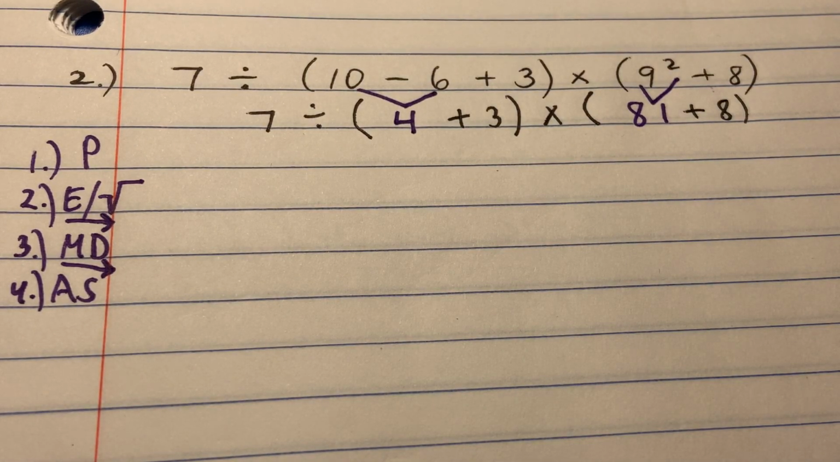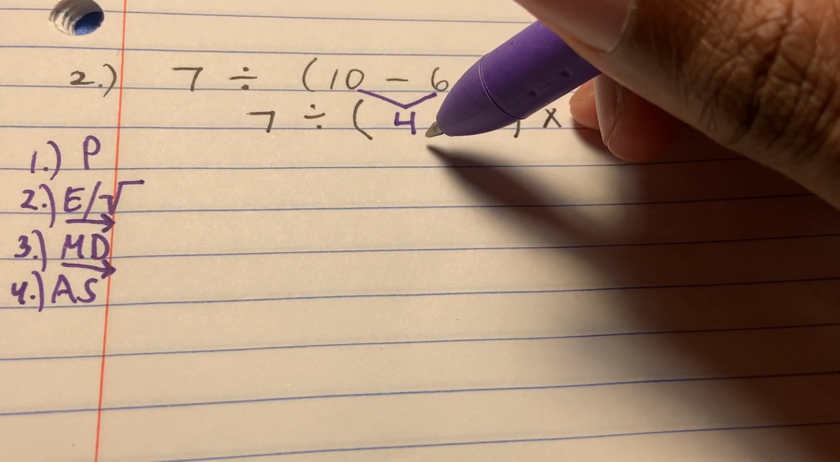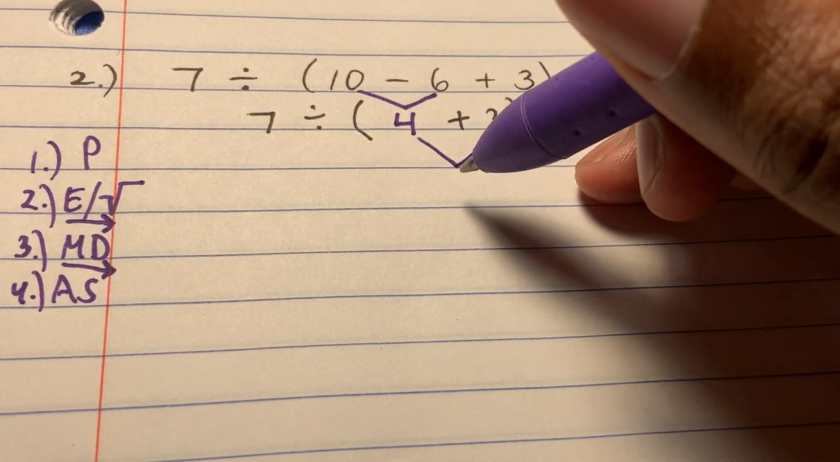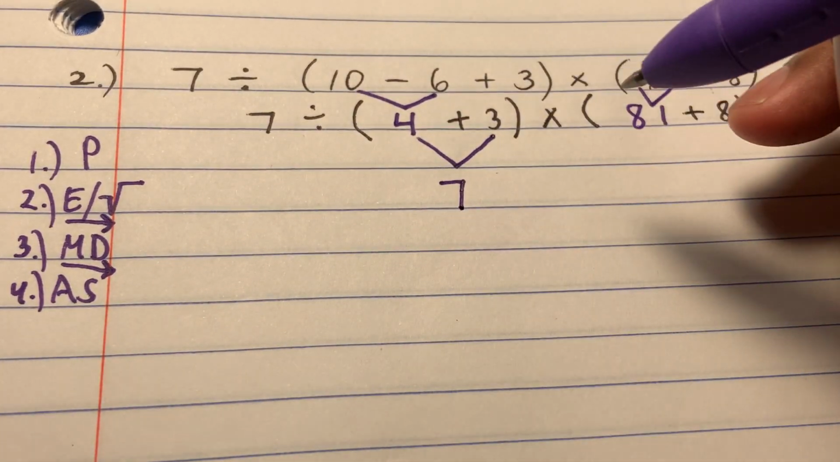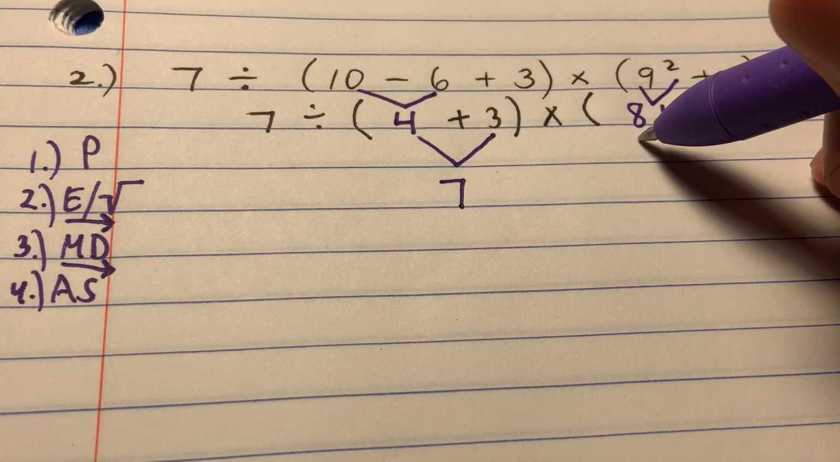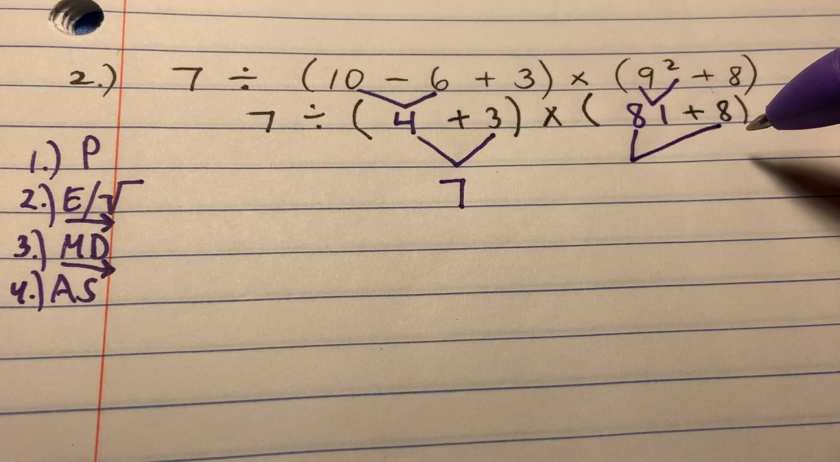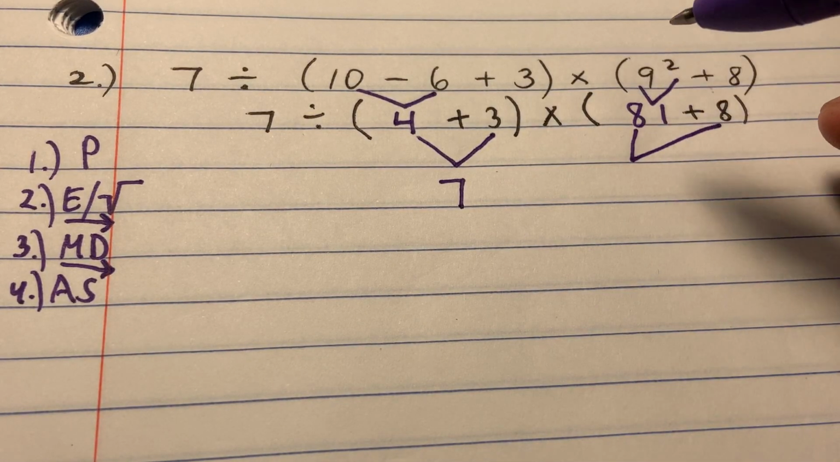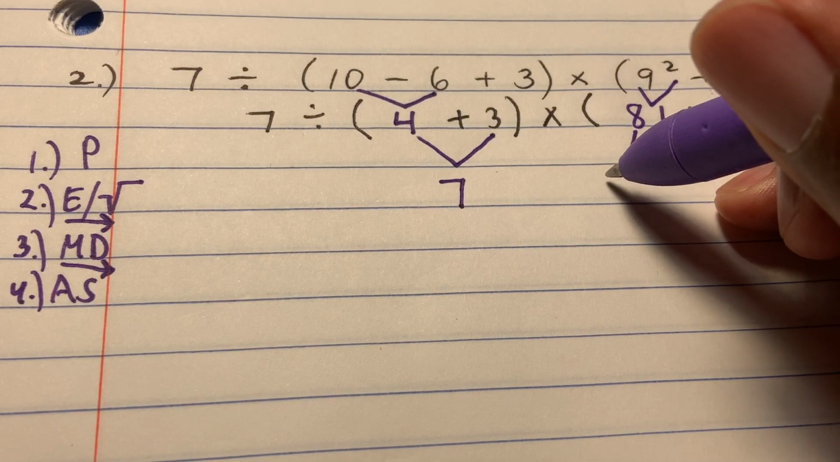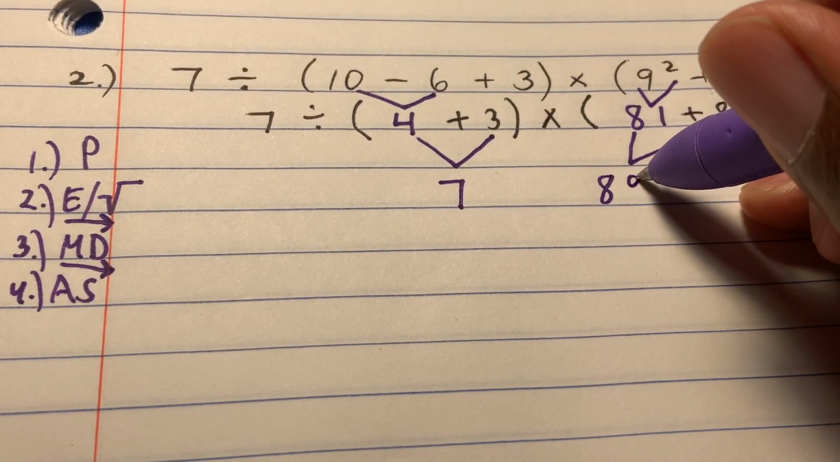Okay, let's do it. So someone tell me 4 plus 3. Someone just said 7. Good. What about 81 plus 8? Someone just said, Mr. Barbier, I'm going to try that one mentally. I think it's 89. Yes, you're right, 89.